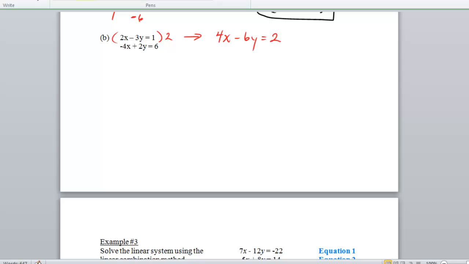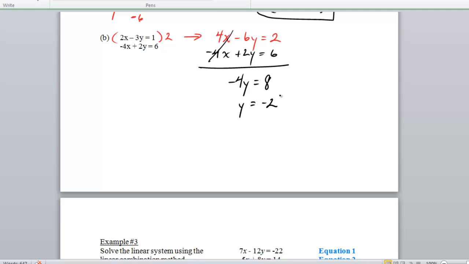equals 2. And then of course I'm going to rewrite the second equation exactly the way it is. When I do that, the 4x and the -4x cancel each other out. -6y and +2y gives me -4y, and then 2 and 6 gives me 8. So y is going to equal -2.